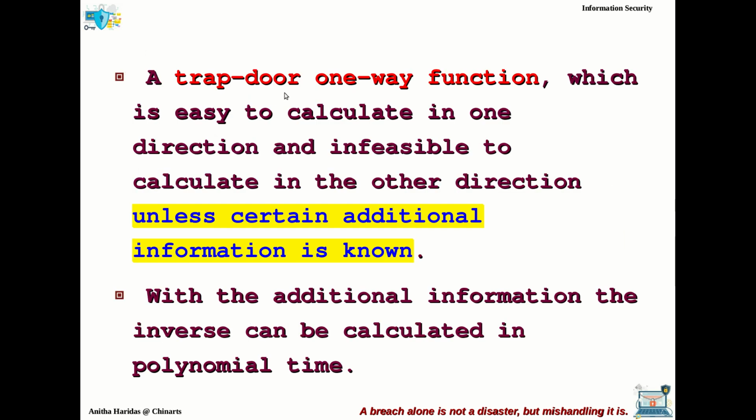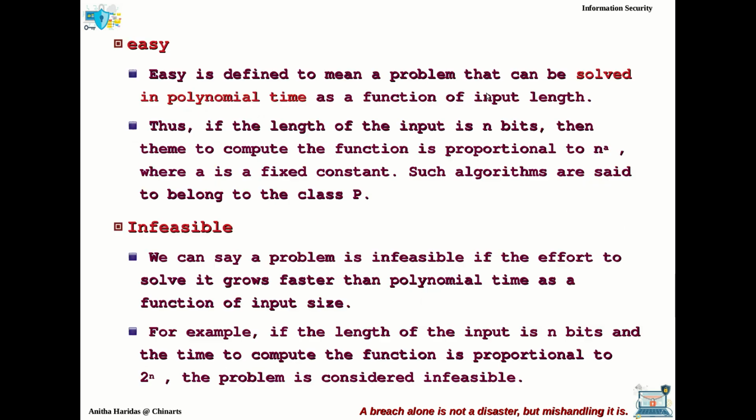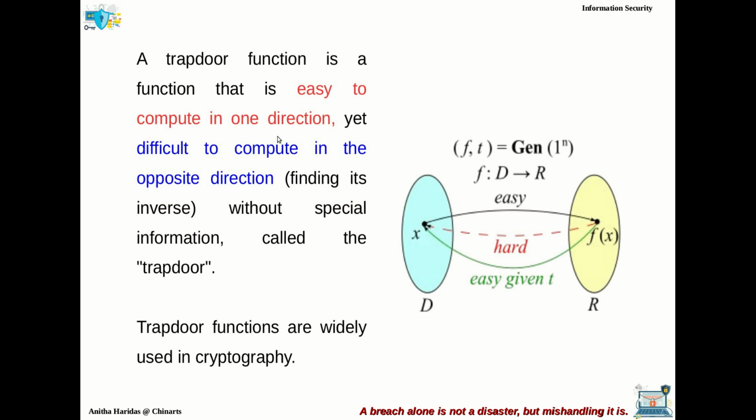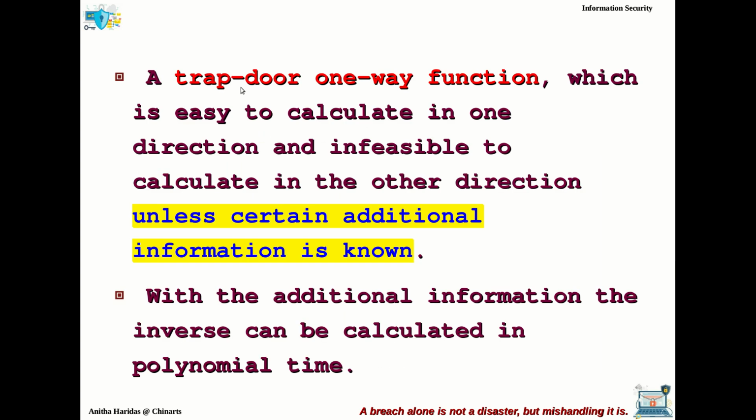So a trapdoor one-way function. We had seen what a one-way function is, and we had seen what a trapdoor function is. Now the question is, what do you mean by a trapdoor one-way function? Because we had seen that if all the 6 conditions are to be used in a cryptographic algorithm, then the algorithm must possess a property called the trapdoor one-way function.